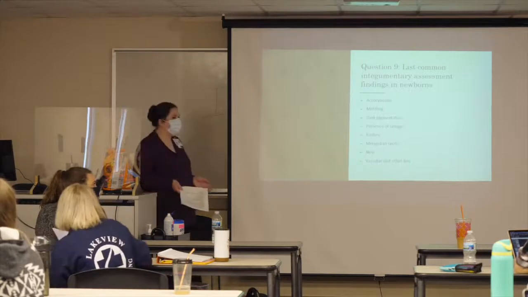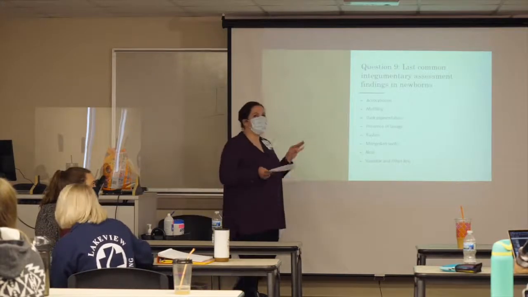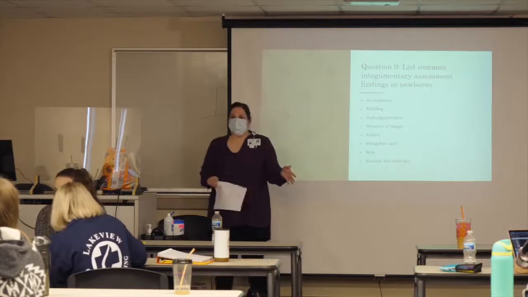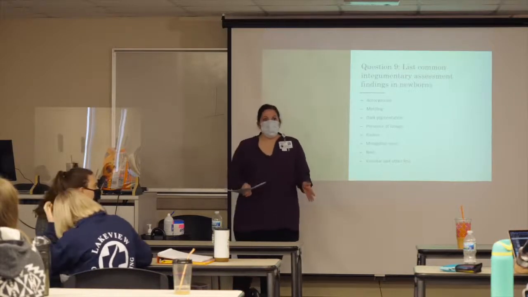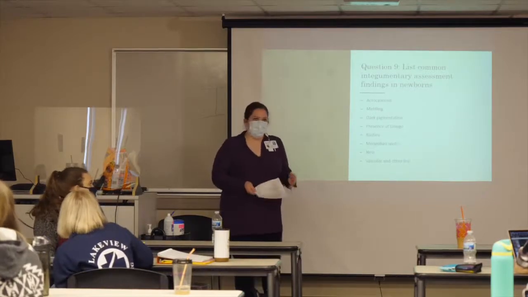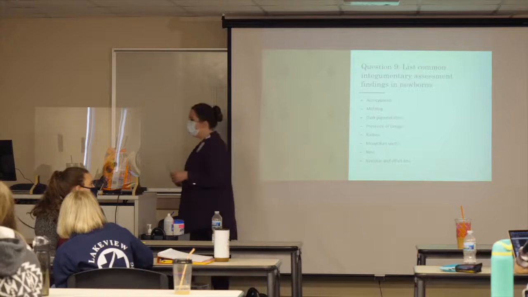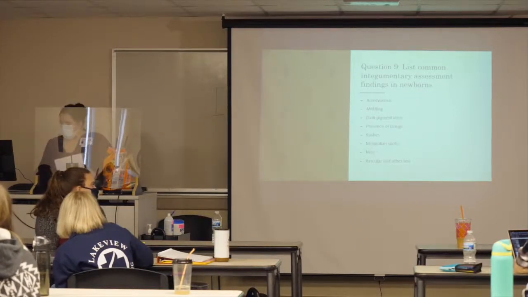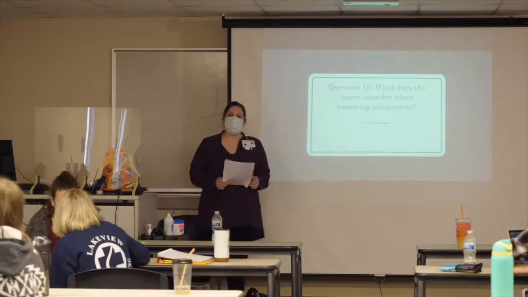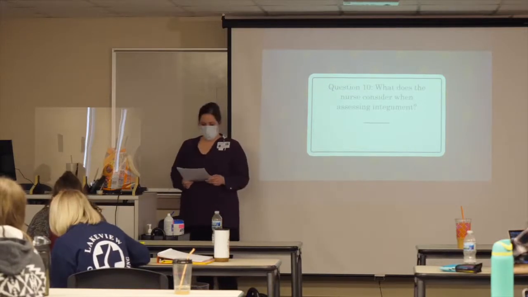Lanugo. Does anyone know what lanugo is? It's like this really fine hair. It is usually in premature infants. It can be in term infants, just not as common. And it keeps the baby warm in utero, and then it just falls out later. Question 10. What does a nurse consider when assessing the integument?